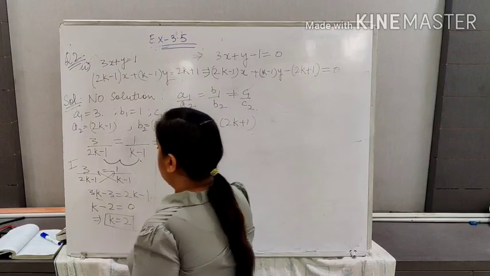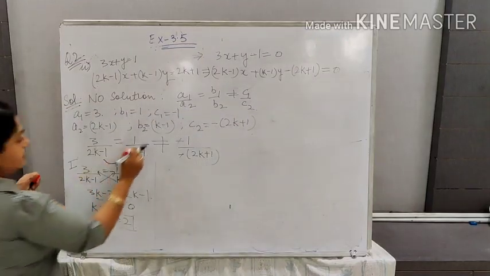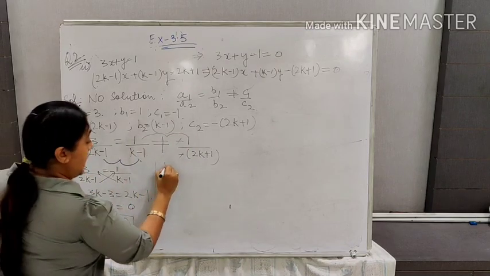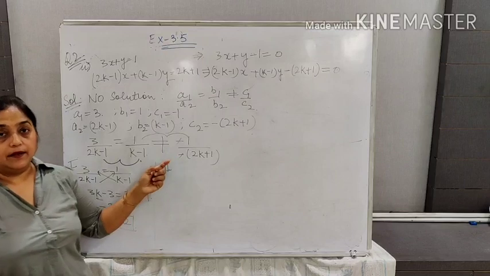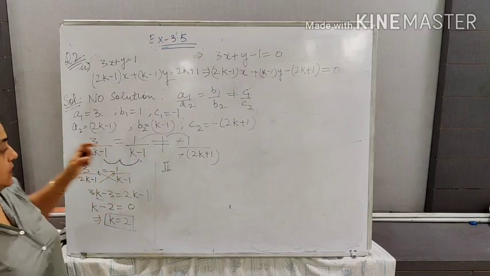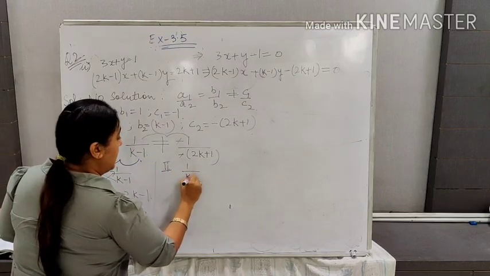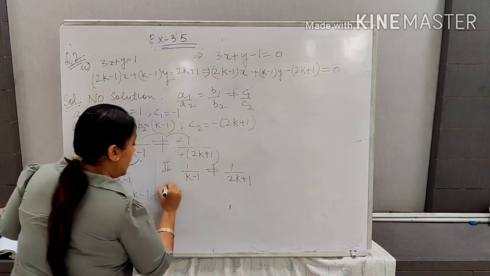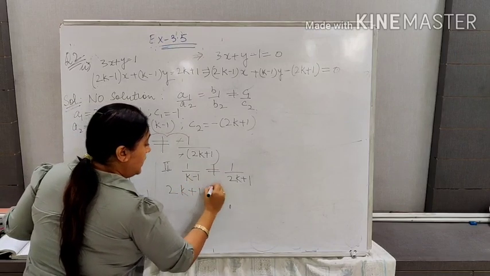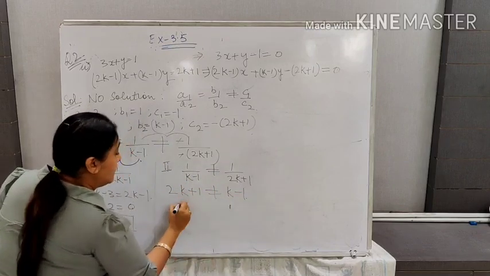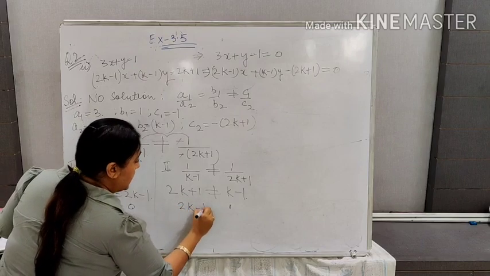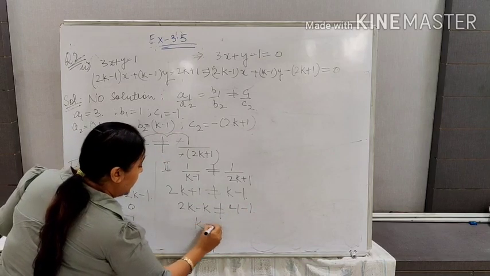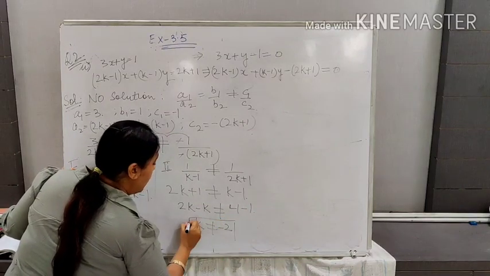Let us observe the second condition. What are the second conditions? These are the second conditions. So you will find the solution according to that also. Remember, you don't have to neglect the second solution. You will get 1 upon k minus 1 not equal to 1 upon 2k plus 1, so 2k plus 1 not equal to k minus 1. When we solve it, 2k minus k not equal to minus 1 minus 1. So what you get? k not equal to minus 2.